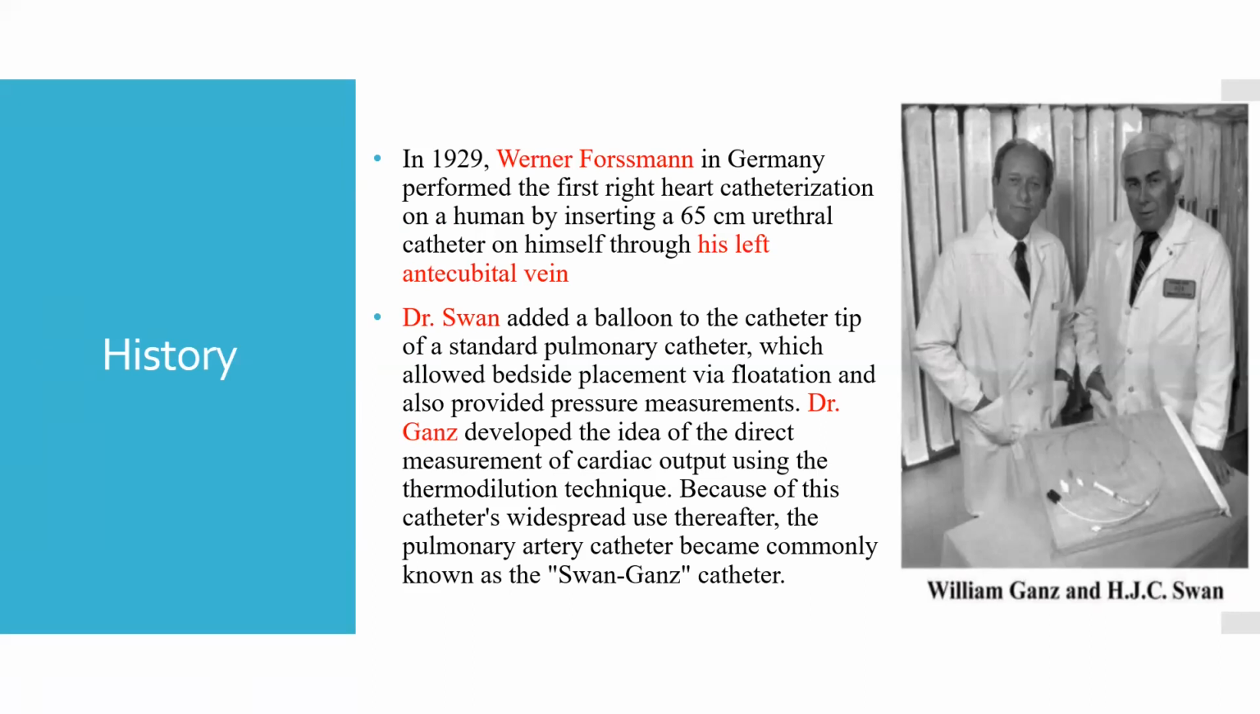From that time, right heart catheterization evolved until Dr. Swan added a balloon flotation catheter that allows a standard pulmonary catheter to float all around the right-sided chambers with pressure measurements. And Dr. Ganz developed the idea of the direct measurement of cardiac output using the thermodilution technique. Because of the widespread use of the catheter, the pulmonary artery catheter has become known as we all know it, the Swan-Ganz catheter.